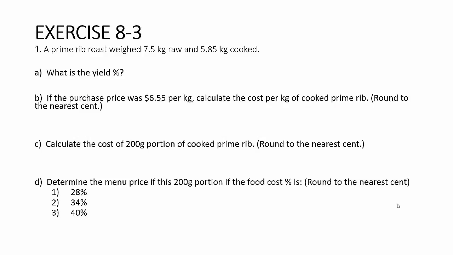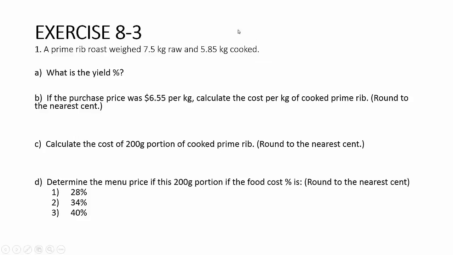So let's take a look at some practical ways of using all of this information. Question 1 reads, a prime rib roast weighs 7.5 kilograms raw and 5.85 kilograms cooked. What is the yield percent? Well, we know to get the yield percent, we must have the EP, edible portion, and the AP, as purchased. We are only given these two numbers, but they're not labeled in any way, so we actually have to do a little bit of thinking.